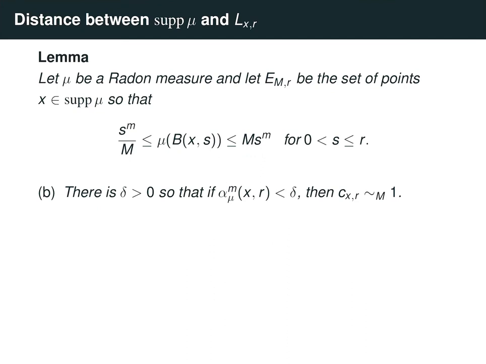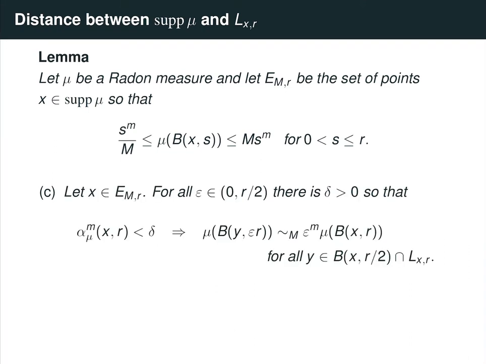So the next property says that there exists some delta so that if the alpha number of μ inside this ball is less than delta, so if it's small enough, then the constant c_{x,r}, so recall that curly L_{x,r} is equal to c_{x,r} times Hausdorff m-measure restricted to L_{x,r}, is comparable to 1. Okay, so in other words, this constant c is not too close to 0 and it's not too big.